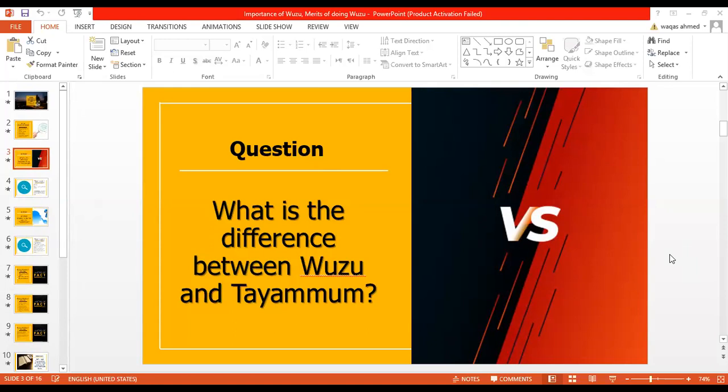Okay, Jazakallah for the explanation. So it means that in wuzu, when we do ablution, we wash our exposed parts of the body, like our hands. But if you talk about tayammum, in tayammum we not only wash our exposed parts of the body, but along with the sand. If we could not find the water, we'll have to do tayammum with the sand, with the dust.